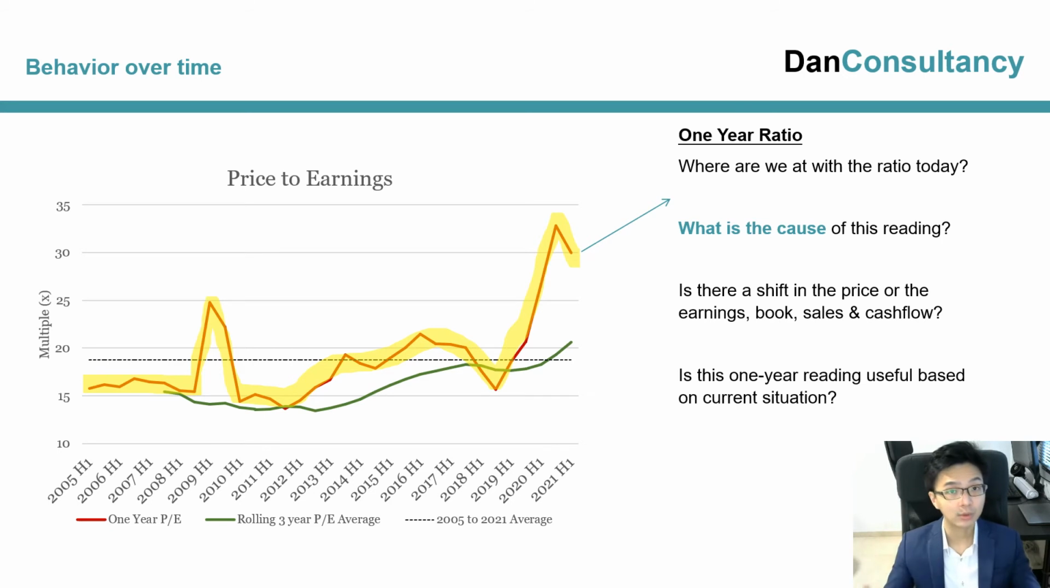Where are we at with the ratio today? Is this level normal, or should we be concerned about the readings? What is the cause of these readings? Is there a shift in the price, or is there a shift in the earnings, book, sales, or cash flow? Is this 1-year reading still useful based on the current situation, or are there outliers that may cause the ratio to be irrelevant? For example, during COVID, the 1-year readings back in 2020 were completely rendered useless due to the unforeseen circumstances happening in the economy, right?